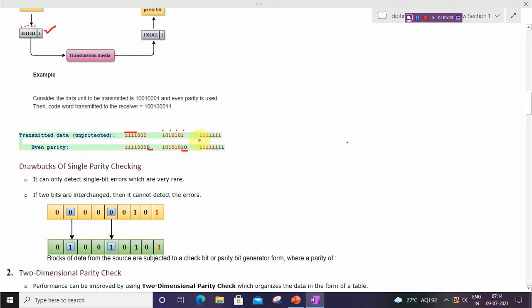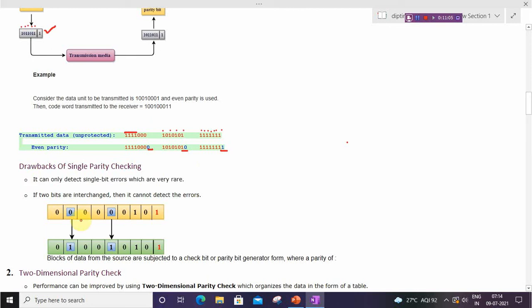Here the number of 1s is 1, 2, 3, 4, 5, 6, 7. Means an odd number of 1s. For an odd number of 1s, the parity bit will be 1 to make the number of 1s even. Okay. This way we can generate a single parity bit. But the main drawback of single parity checking is it can only detect a single bit error. And single bit errors are very rare. If two bits are interchanged, then the error cannot be detected.